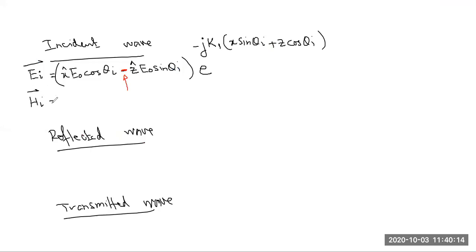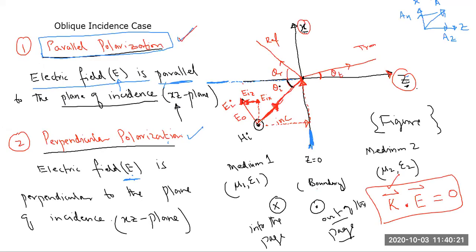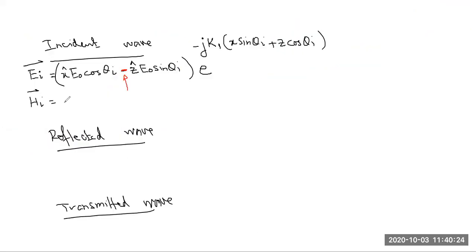Similarly, the magnetic field. Because the magnetic field is pointing in the y direction, there is only a y component, so I will say the y component. How much is the magnitude? The magnitude must be equal to the magnitude of the electric field, which is E naught, divided by the medium's intrinsic impedance, eta 1. The rest of the equation will remain the same, that is, the propagation direction is the same: e power minus jk1 (x sine theta i plus z cos theta i).